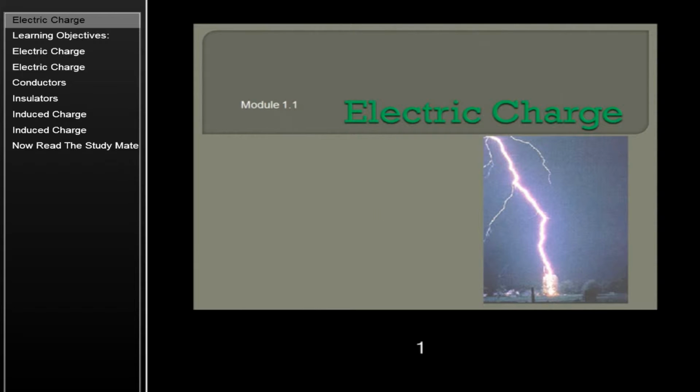What is electric charge? Matter is made up of certain elementary particles. With the advancement of technology, we have discovered hundreds of elementary particles. Many of them are rare and of no concern to us in the present course.